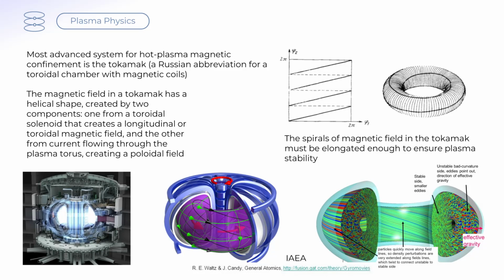The most advanced device for plasma confinement is the tokamak, which has two components of field. One field is the longitudinal field, or toroidal field, produced by a toroidal solenoid, and the other component of the field is produced by a current flowing through the plasma itself. So the resulting magnetic field has a spiral shape. It should be elongated in the longitudinal direction for plasma stability. You can see here the geometry and some results of modeling of plasma turbulence in this elongated helical structure.